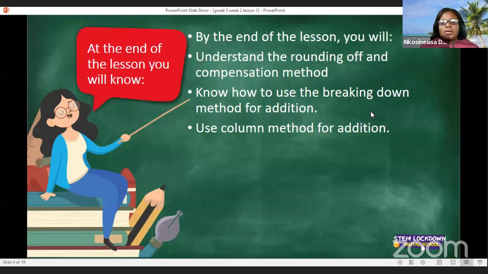And then you're also going to know how to use the breaking down method for addition. Same applies. We do not only use the breaking down method for addition, we use it for subtraction, division, and multiplication. So it's very important that you understand the method and its dynamics so that you are able to do those 4 basic operations. And then the last one is the column method. So you'll know how to use column method. So we use column method in addition, in subtraction, and we also use it in multiplication. So if you understand how column method works, it's going to be easier for you to use those methods in the 4 basic operations.